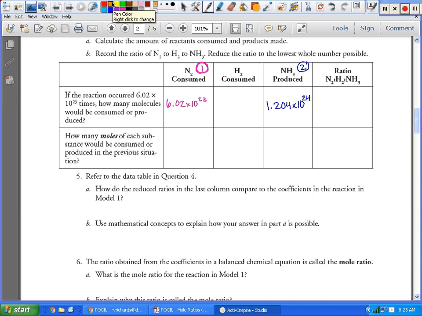Now the last one's going to be a little bit more challenging. How many hydrogens were there? There were three of them. All right. Now, simple math, 6.02 times 3 is 18.06. So instead of writing 18.06 to the 23rd, what would you write? 1.806 times 10 to what? Times 10 to the 24th. Is that still logical?